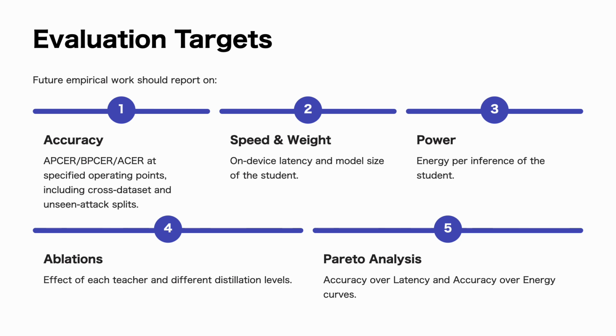And our evaluation targets include what should be done in the future empirical work to report on. We should measure accuracy, APCER, BPCER, ACER, which are default face anti-spoofing metrics, and those should be measured at specified operating points, including cross-datasets and unseen attack splits. We should measure speed and weight for the resulting student model: on-device latency and model size. Next, we should measure power on both Android and iOS platforms, and we should measure ablations, which show the effect of each teacher and different distillation levels. And in the end, we should conduct a Pareto analysis to measure accuracy over latency and accuracy over energy curves.